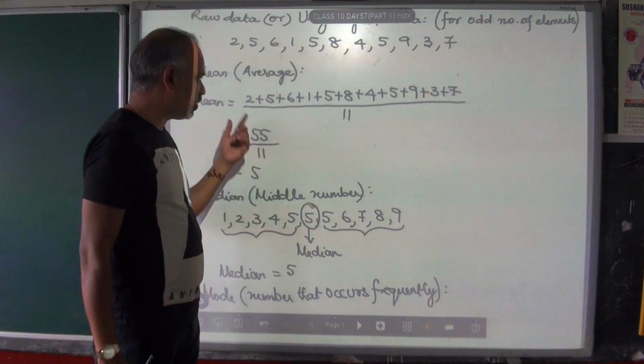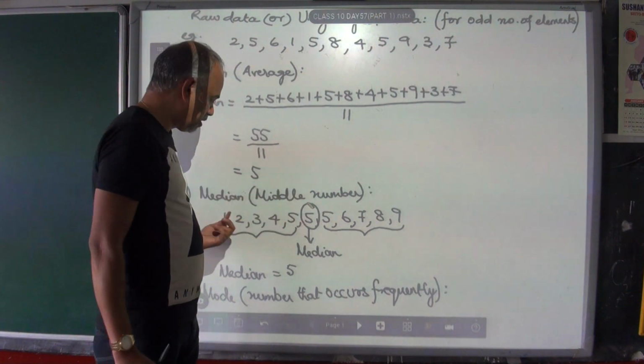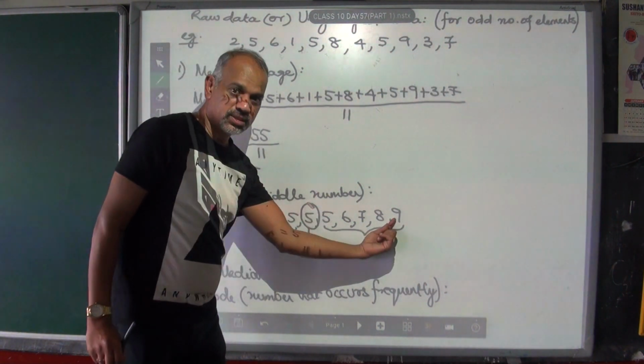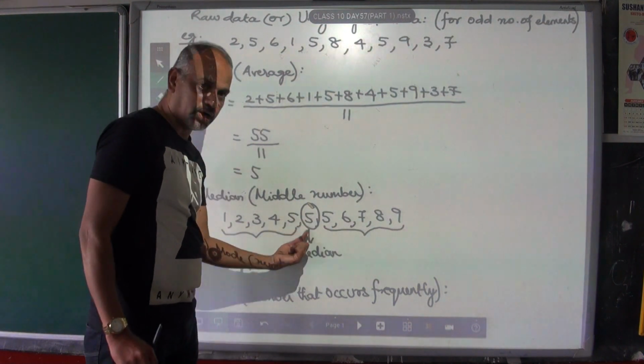Mean was 5, you added and divided by the number of elements. Median is the middle number, you arrange this in ascending order and see what is in the middle.